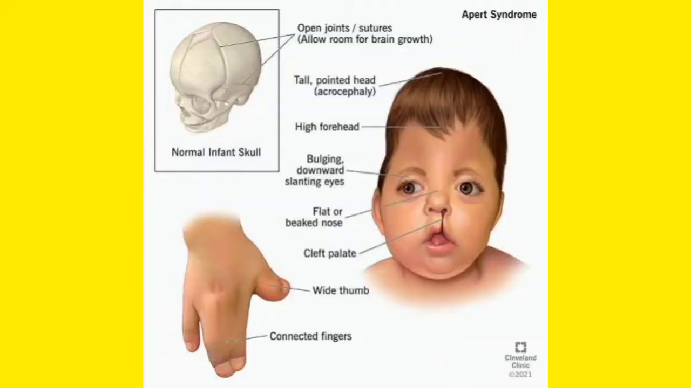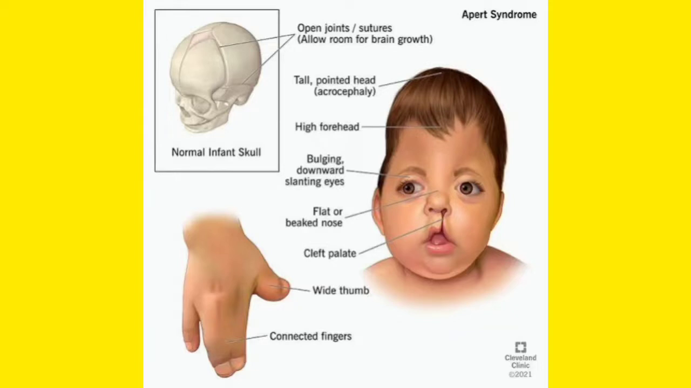Now look at this picture. You can see the baby. He has Apert syndrome. You can see the head of the patient. The head is tall. The head is pointed. That is known as acrocephaly. Acro means tall, pointed head. Cephaly means head. So acrocephaly, tall, pointed head. Next, another thing is the patient has a cleft palate. Very important, cleft palate. Can you see the cleft palate?